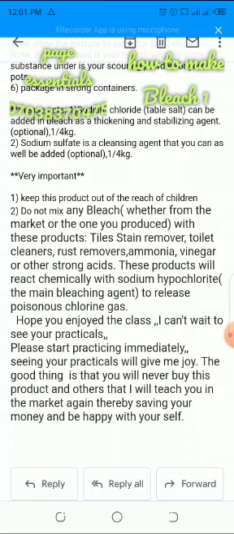It's not good. Number 2, do not mix any bleach with strong acids or chemicals like ammonia, vinegar, dye stain remover, toilet cleaners, because when these products are mixed together, they can react with the chlorine in bleach to release poisonous gas. It's not good for health, please.